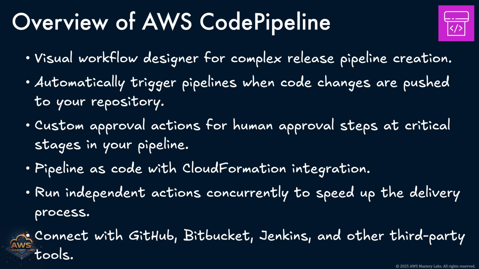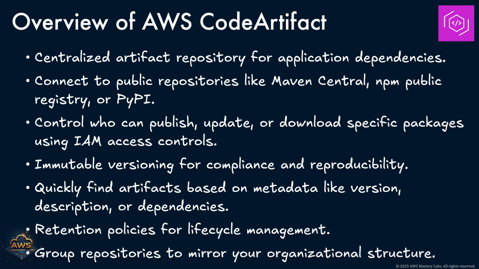And finally, for organizations with more complex architectures, CodePipeline supports cross-account and cross-region actions. This means you can deploy to multiple AWS accounts or regions, enabling centralized CI/CD pipelines that support multi-environment and global strategies. Now let's take a closer look at AWS Code Artifact, a fully managed service designed to help you store, manage, and share software packages and dependencies used in your application development.